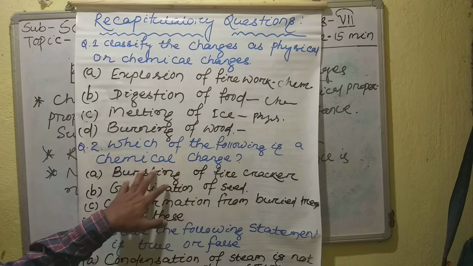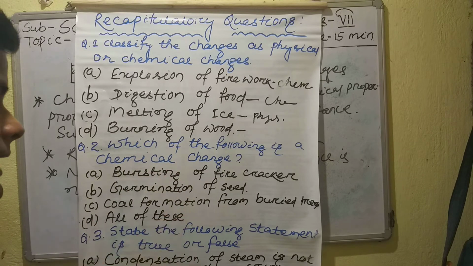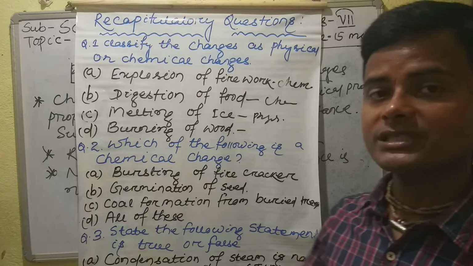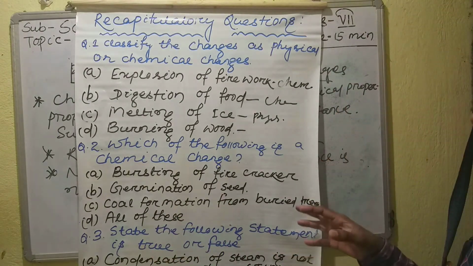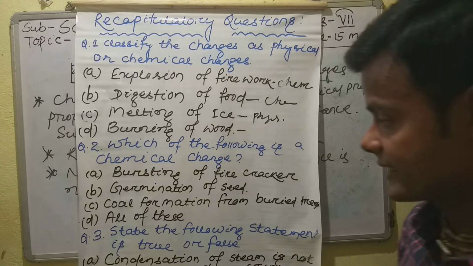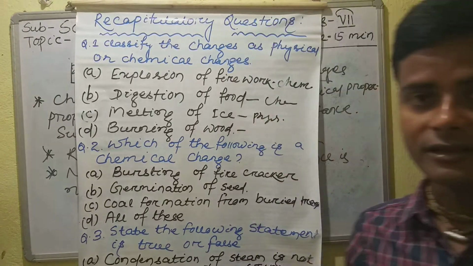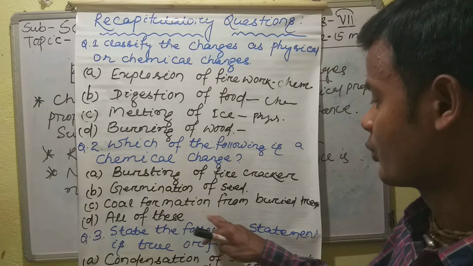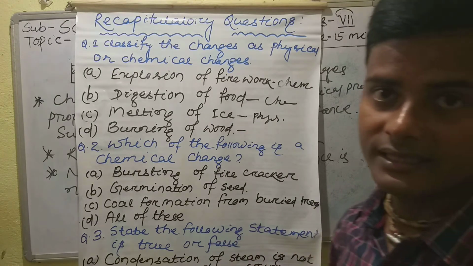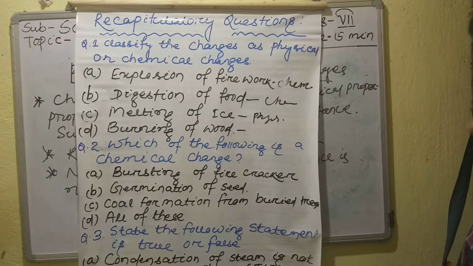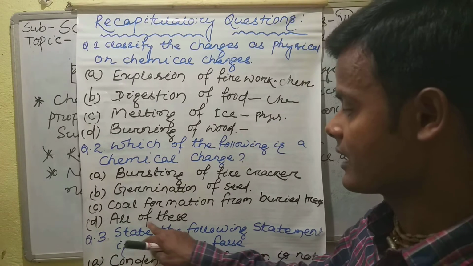Which of the following is a chemical change? Bursting of a firecracker. In Diwali, you must have seen that so many crackers we burst. So bursting a firecracker is a chemical change. We cannot get the firecracker again. Germination of a seed. If a seed germinates, we cannot get it again. It is a chemical change. Coal formation from buried trees. After coal formation, we cannot get the trees again. So all are chemical changes. So the answer will be all of these.